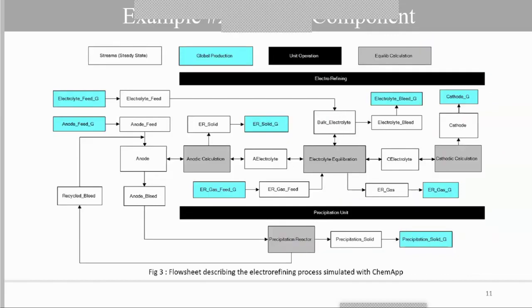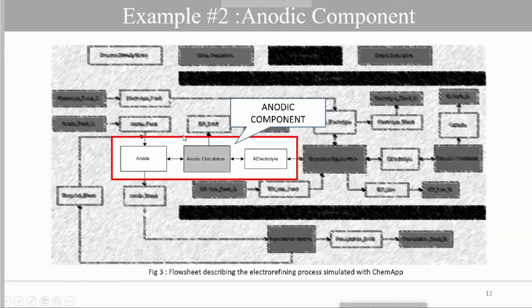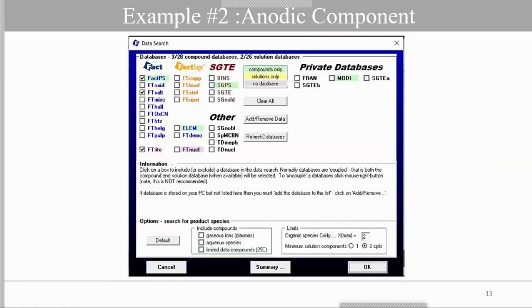For those that were there this morning, this would be a more complicated process that involves the anodic component, and later on we're going to have the cathodic component. What we're going to do here is this particular calculation with the metallic anode and the electrolyte layer, and see how much we can transfer from the anode to the electrolyte under a certain amount of charge transfer. We're going to start by selecting the three databases that are important for us: FACTPS for the pure gas, FTsalt for the electrolyte, of course, and FTlite for the alloy.